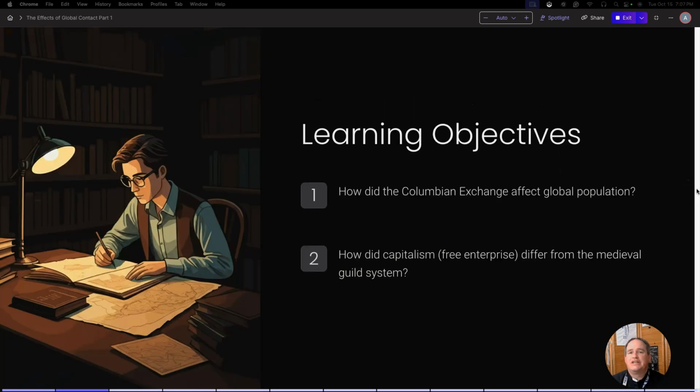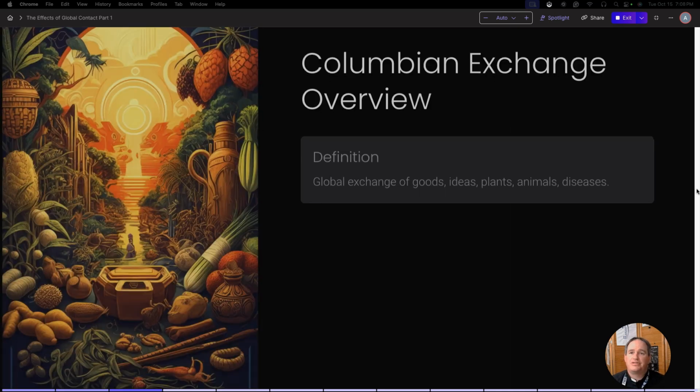So at the end of today's lesson, you will be able to answer several key questions about how global trade and economic systems transformed the world. So this will be the first two questions of your mastery check. How did the Columbian Exchange affect global population, and how did capitalism differ from the medieval guild system? So let's get started with the first major event, the Columbian Exchange.